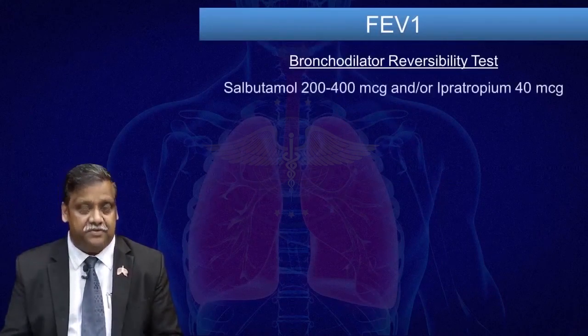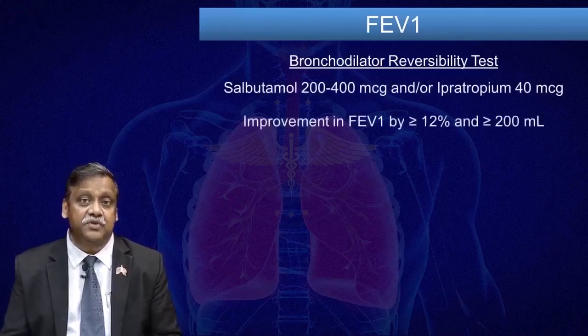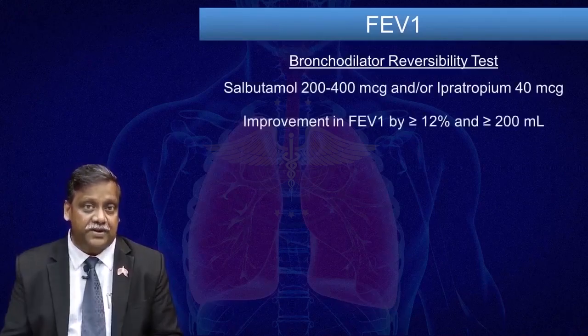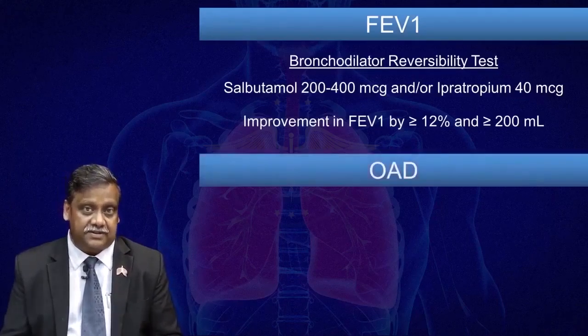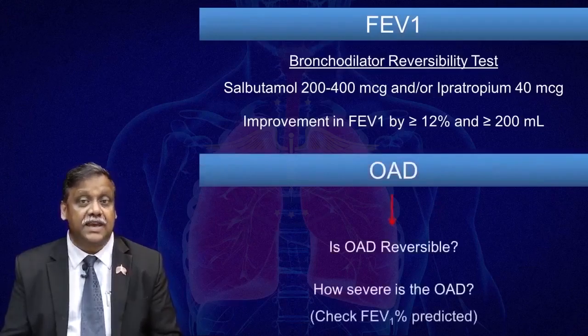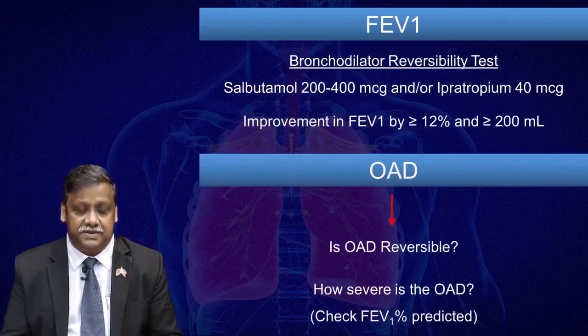So, after giving salbutamol, if the FEV1 improves by more than or equal to 12% and more than or equal to 200 ml, this is indicative of good bronchodilator reversibility. And a good bronchodilator reversibility is indicative of an underlying diagnosis of asthma. If you want to determine the severity of the obstructive airway disease, then you use the FEV1 percentage predicted value. And here is how you do that, which I will come to in a subsequent slide.